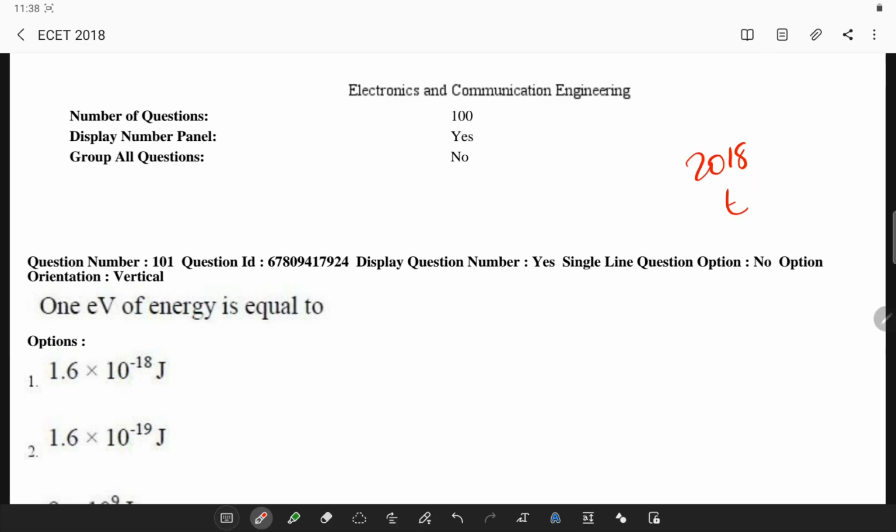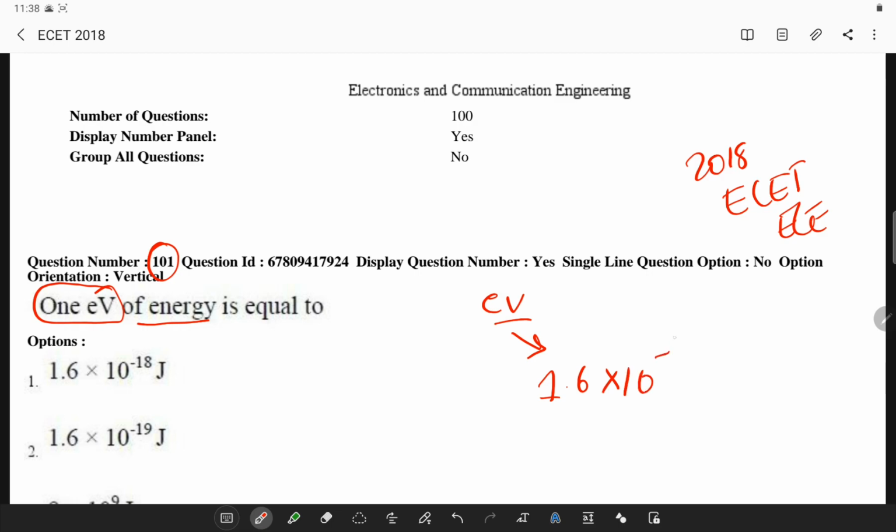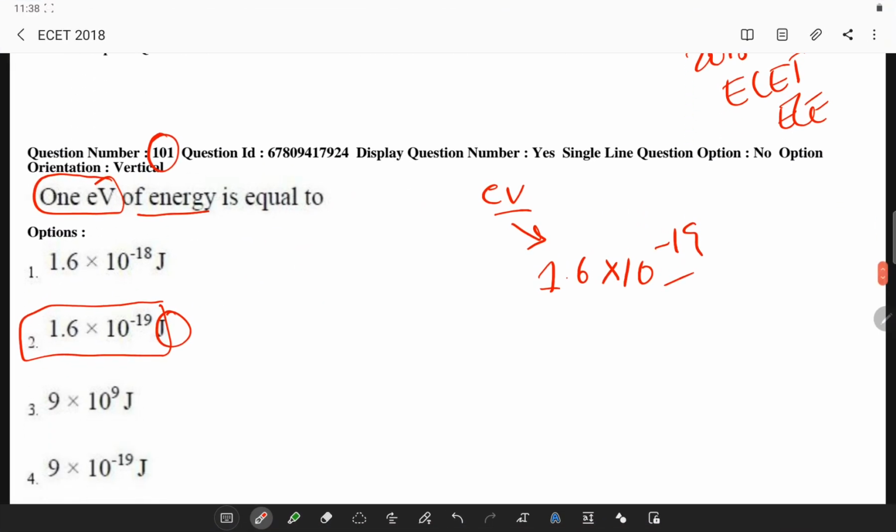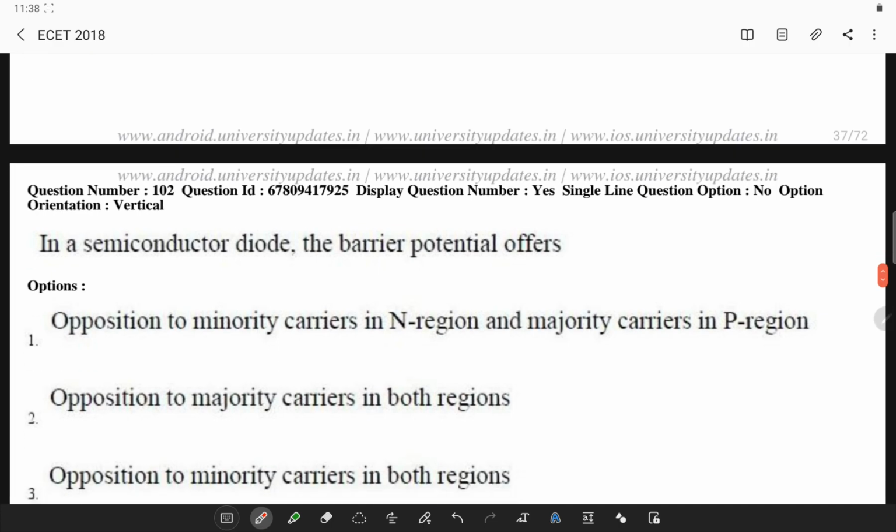Let's solve the 2018 ESET branch questions. So let's get to the first question. This question is asking what is the value of 1 electron volt energy. This is a constant which is 1.6 × 10^-19 joules. We also have to remember the unit, joules. Next, let's go to the next question.